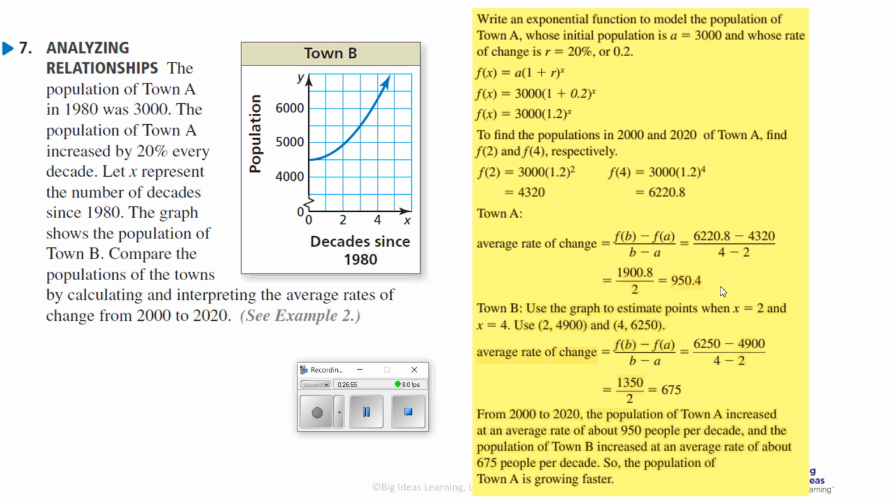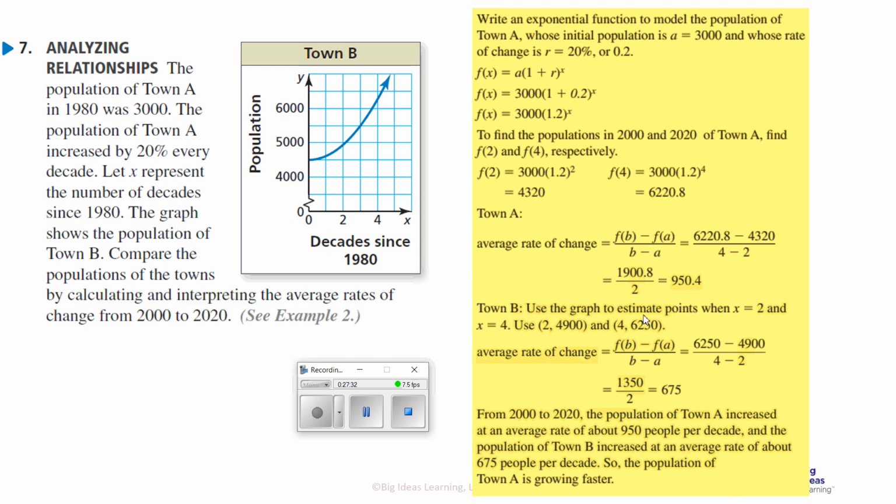that was the first town. Now we got town B. We're going to use the graph to estimate that when X is 2, Y is going to be, well, it looks like about, let's see, if this is 4,000, it should be 4,500. So it'd be really close, probably 4,900, which they have right here. And that would mean when X is 4, this is going to be right here, right?